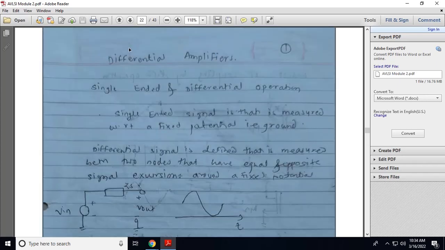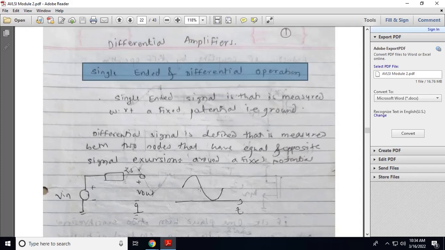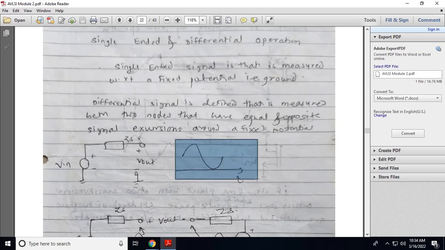So differential amplifier, we apply two input signals. So the output is a difference of the two input signals. So, single-ended and differential operation. A single-ended signal is measured with respect to a fixed potential.